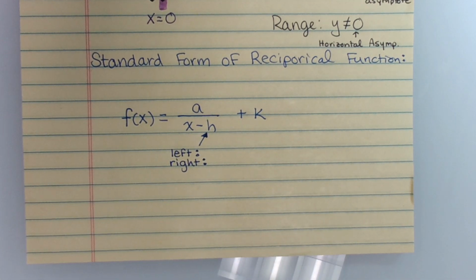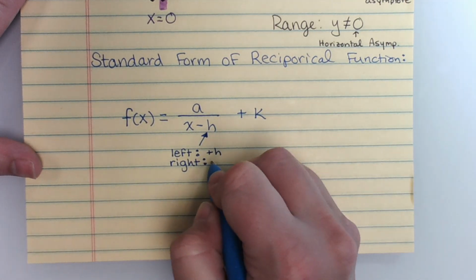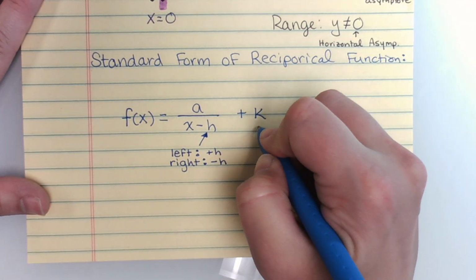Now, because the original function has a minus in it, it's trying to indicate that it does the opposite of what you would think it would do. Adding moves to the left. So if I add an h value, it ends up moving left, while if I subtract an h value, it ends up moving right.